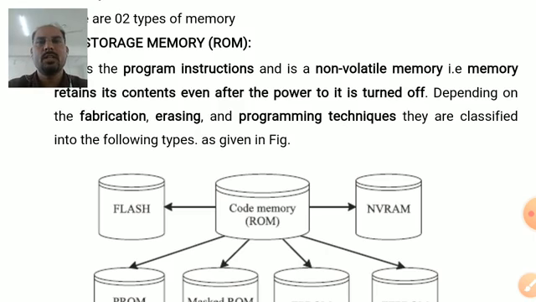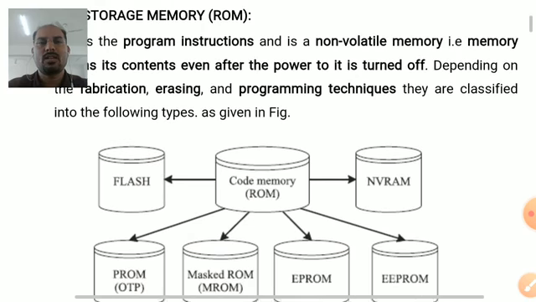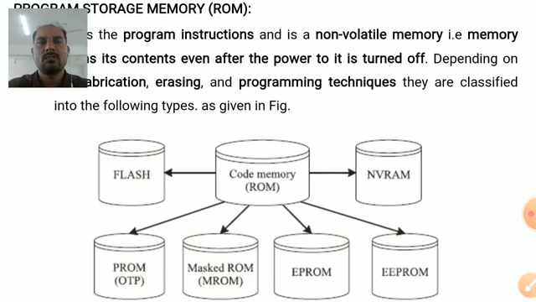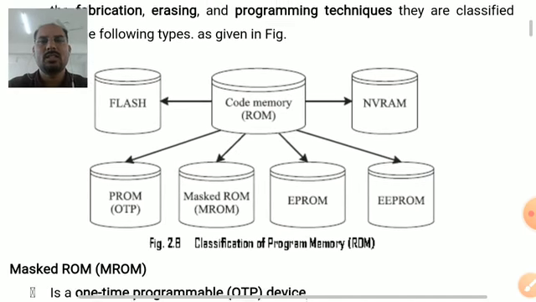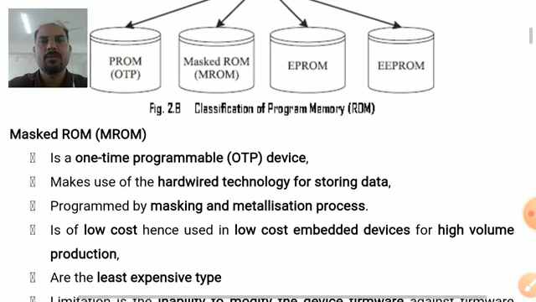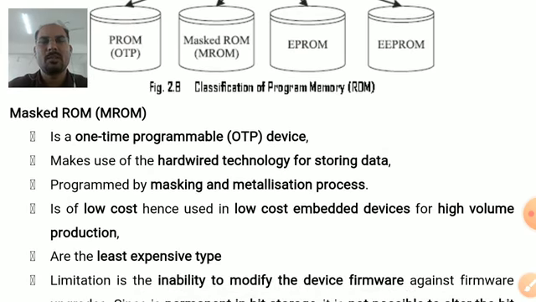Depending on the fabrication, erasing and programming techniques, these types of memories are classified into masked ROM, that is MROM, PROM, or also OTP, one-time programmable ROM, EPROM, that is erasable programmable ROM, EEPROM, electrically erasable PROM, flash memory, and the non-volatile random access memory. Let me discuss these things in detail one by one. The first one is masked ROM, abbreviated as MROM.